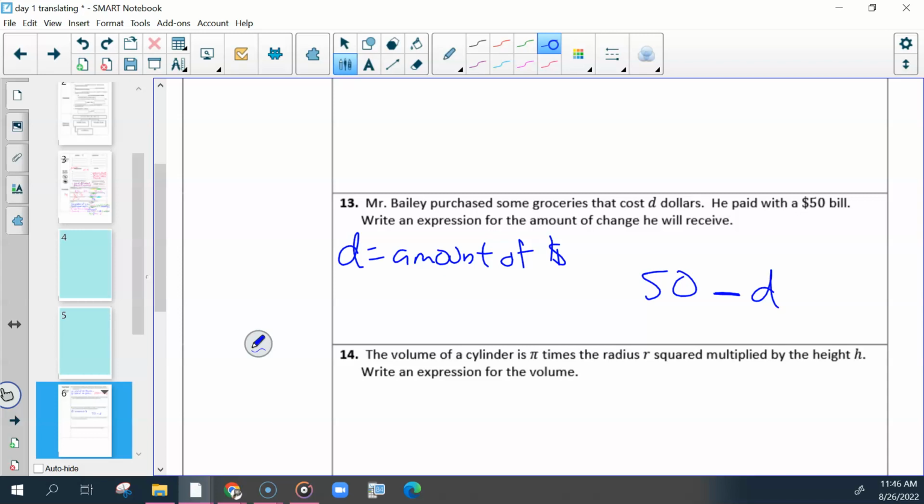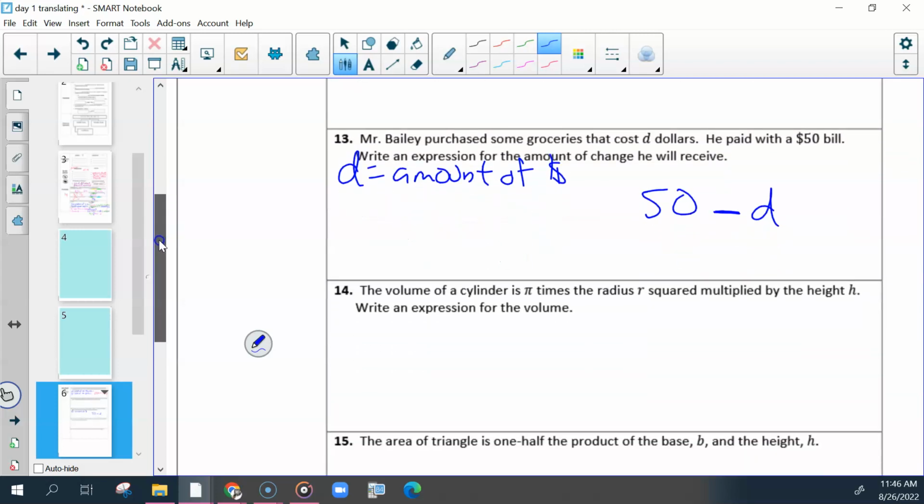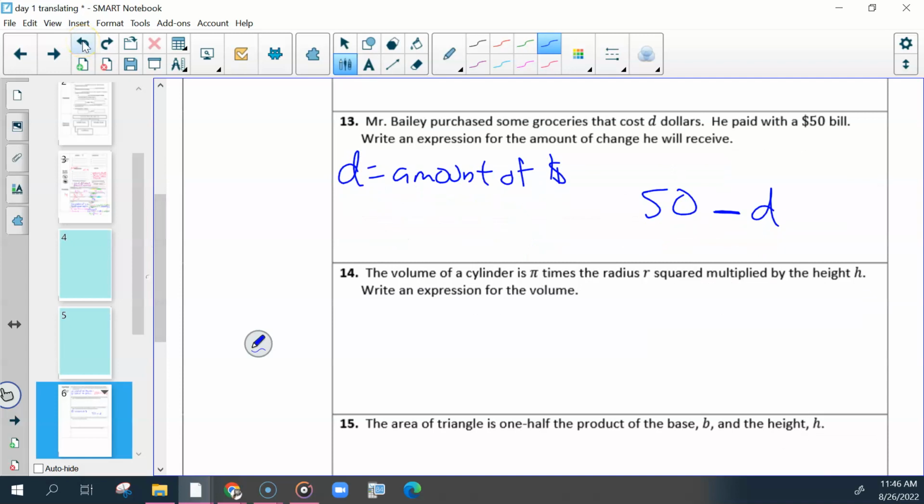If we started with the 50, then he paid for his groceries, whatever that amount was, we would know his amount of change. But we don't know that. And it also didn't ask us to find that. Do we have any questions on that one?